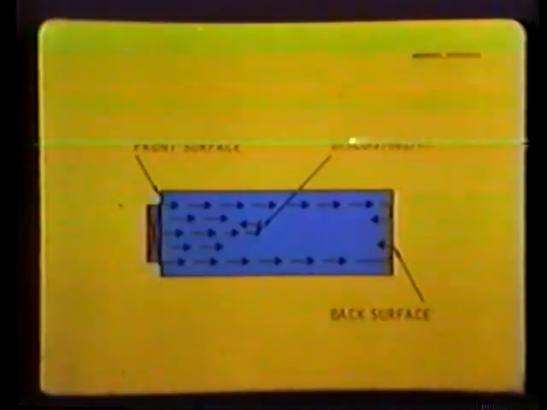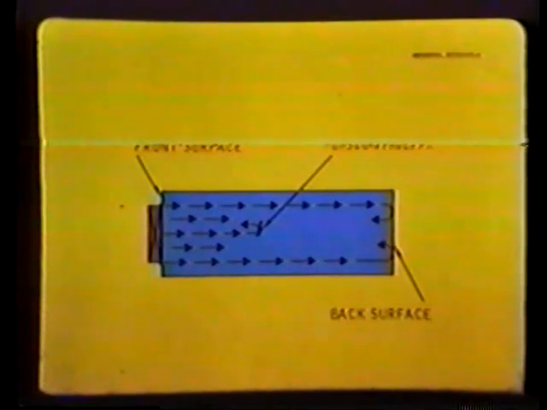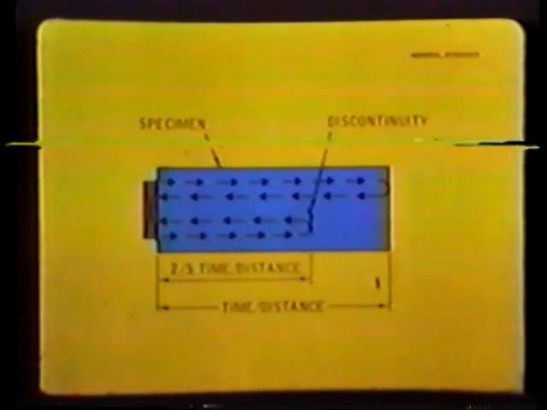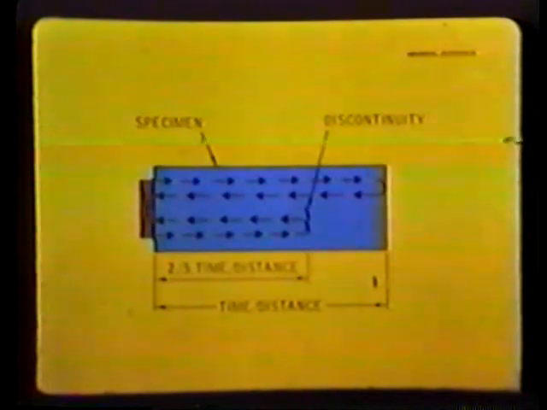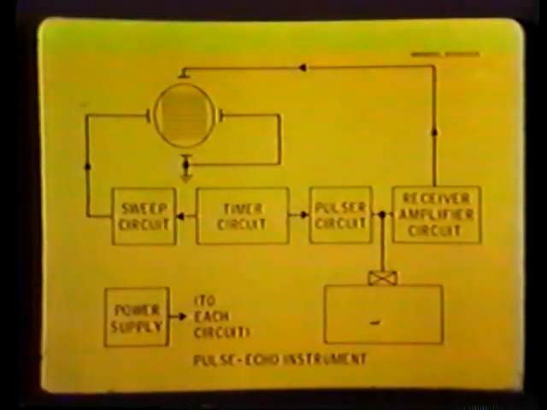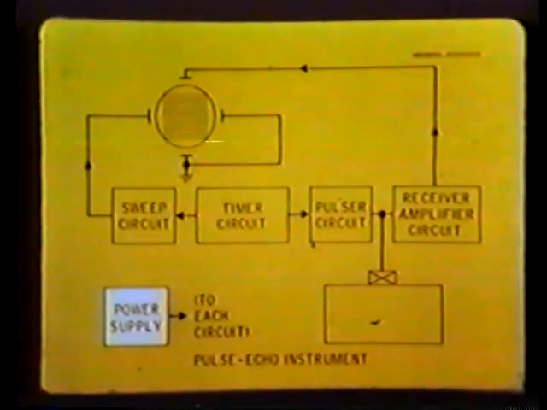In a specimen containing a discontinuity, part of the original pulse is reflected at the discontinuity and returns to the transducer before the reflection from the back surface. It is these variations in time-distance relationships, plus echo amplitude, that are used in pulse echo testing to tell us something about a specimen. Shown here is a block diagram of a typical pulse echo instrument coupled to a test specimen. The power supply provides electrical power for all the basic functions of the instrument.